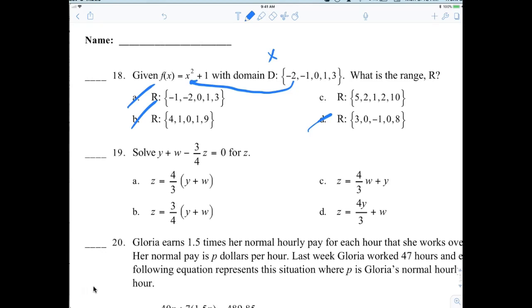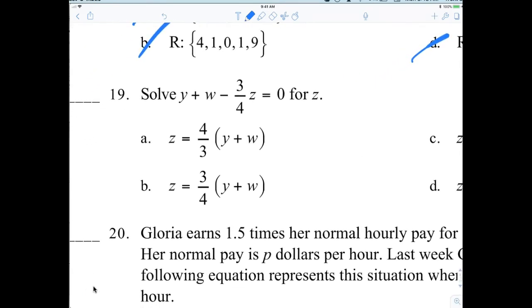All right? Now, for 19, please watch. I'm trying to solve for what? For Z, correct? So I have to isolate it. Now, does everybody agree it's negative to start off? So for me, I would take this and move it to the other side. So I would have y plus w equals 3/4 z. Do you understand that so far?